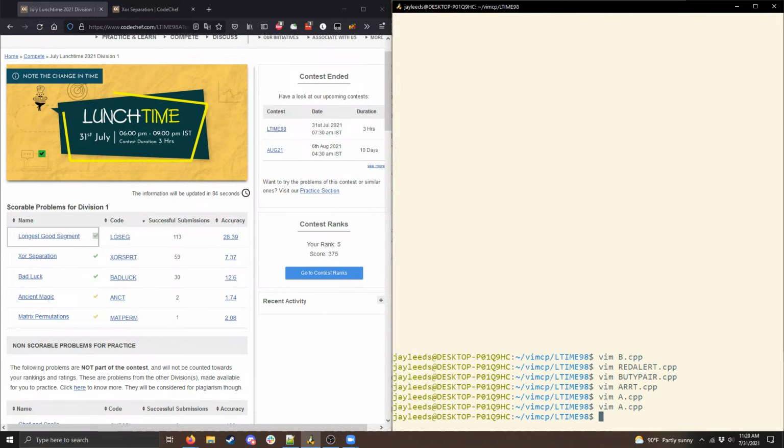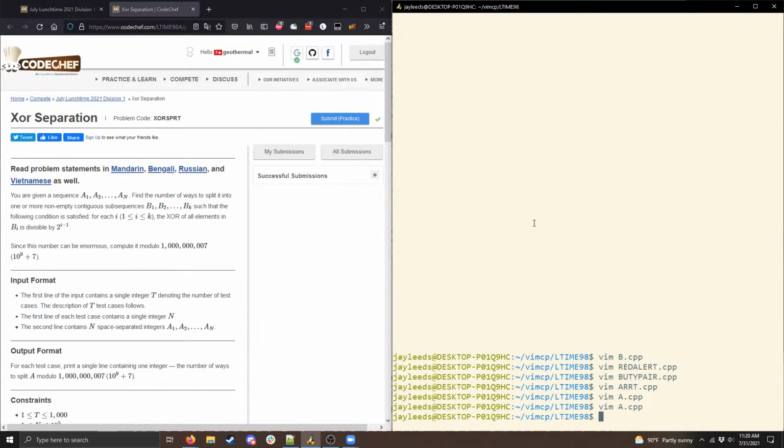All right, next problem, XOR separation. You're given a sequence a sub 1, a sub 2, up to a sub n, and you have to find the number of ways to split it into at least one non-empty contiguous subsequence b sub 1, b sub 2, up through b sub k, such that the following condition is satisfied. For each i, the XOR of all elements in b sub i is divisible by 2 to the i minus 1.